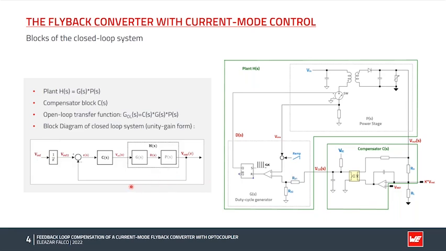The system can be represented by the following unity gain closed loop diagram, and the open loop transfer function is simply the product of the compensator and the plant transfer functions.